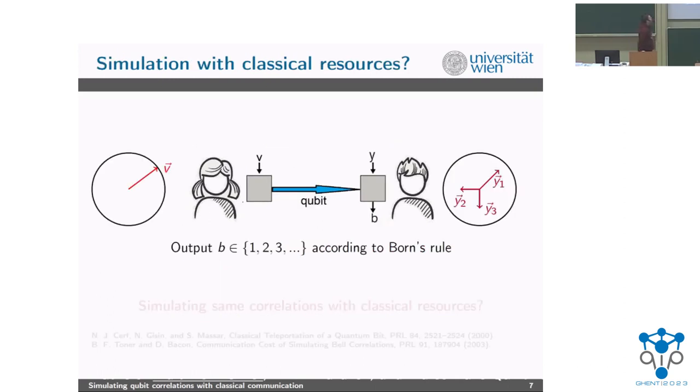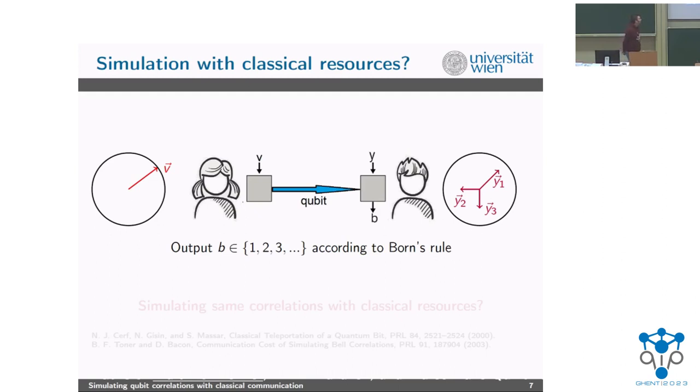So more precisely, we are asking the following question: Alice can choose an arbitrary state she wants, and Bob can perform an arbitrary quantum measurement on the received qubit. Is there a protocol that can simulate all of these strategies?